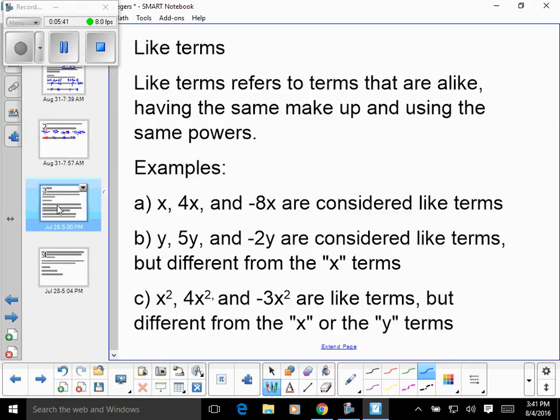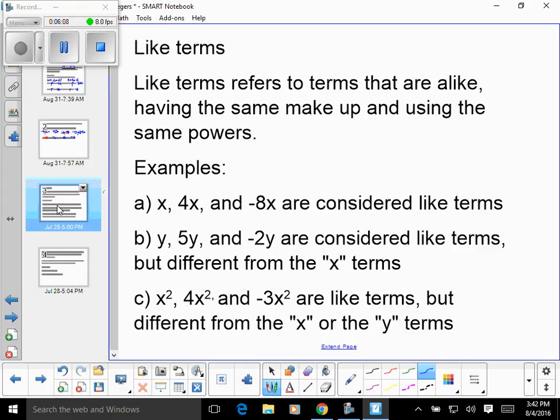In addition to subtracting, we're also going to cover what's known as like terms. Like terms refers to terms that are alike. They have the same makeup, and they use the same powers. So for example, if I have an x, a 4x, and a negative 8x, those are all like terms.